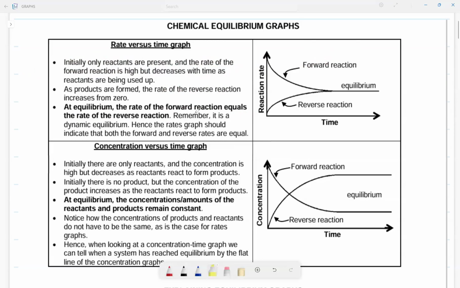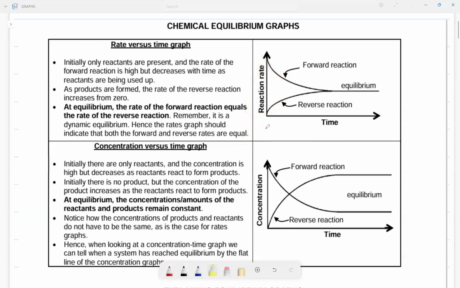Now, remember it is a dynamic equilibrium, okay? Hence the rate graph is equal. Now let's go to the concentration. This is just the basics. Please take note every time you look at the given graph, you look at the axis, what you are given here, okay?